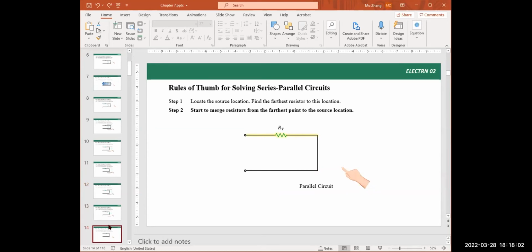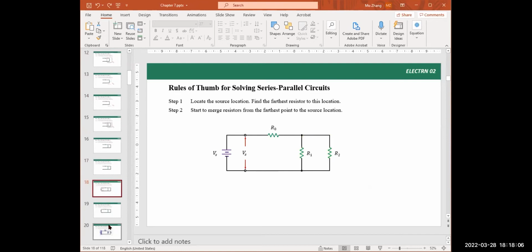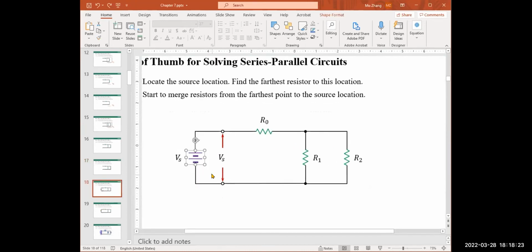And now we get RT. Okay, let's use numerical examples with numbers to reinforce this learning. Before that, let's also insert a voltage source. We put a voltage source here and name it VS, where S stands for source. So the source voltage connects to the rest of the circuit.